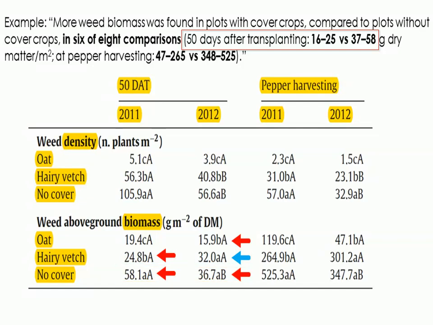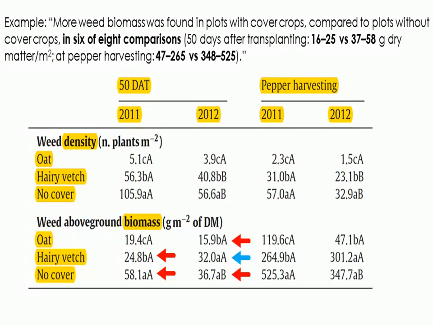And we've got 1, 2, 3, 4, 5, 6, 7, 8 comparisons there. So in 6 of those 8 comparisons, there is a statistically significant difference between some kind of cover crop, whether it was oat or hairy vetch, and the control. And we've then tried to give the ranges of those values. So if we look here, that's 50 days after transplanting, 16 to 25 versus 37 to 58.